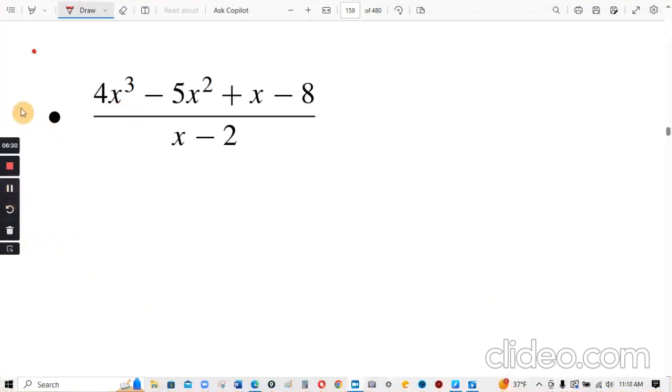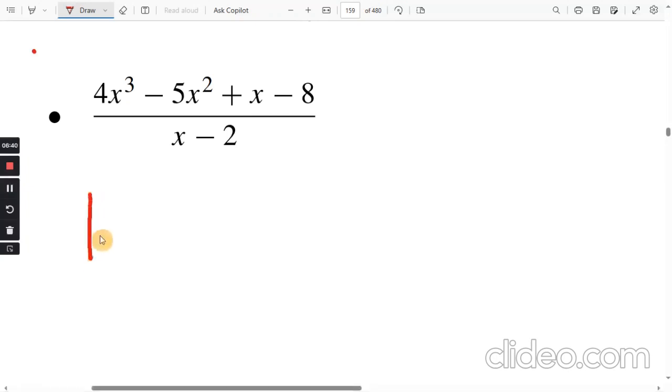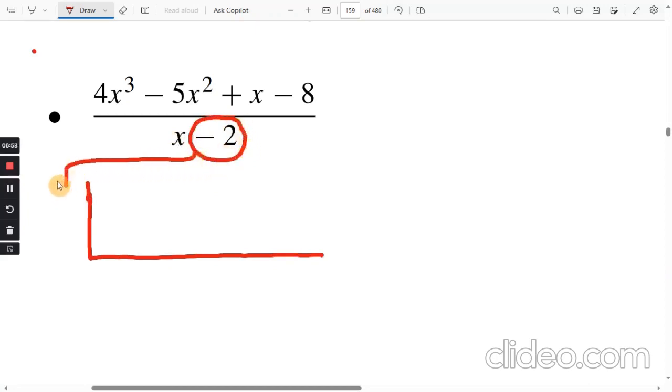So here in this first example, we're dividing this polynomial by x minus 2. So we're going to write this like so. And you want to leave enough space here in this bracket for 2 rows. Since it's divided by x minus 2, you want to change the sign on that, and that is going to go out front. So that's going to be a 2.